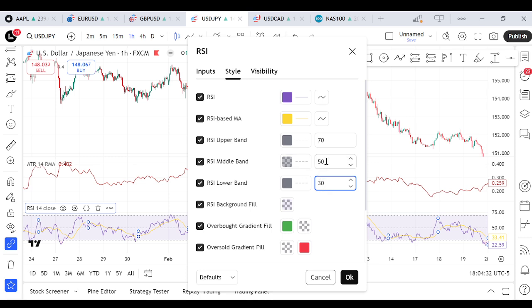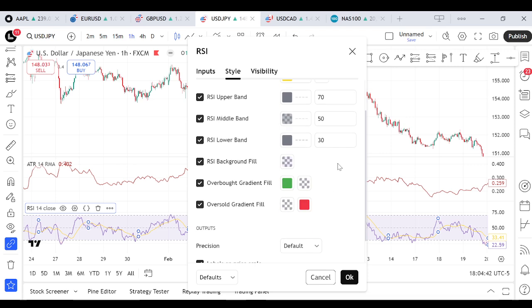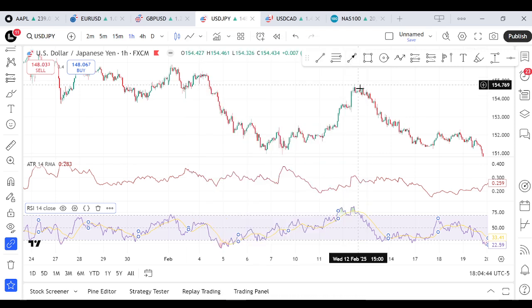If it rises above the 50 line, it could mean that price is moving from a bearish trend to an upward trend, or it could be a potential reversal. So that is that for the RSI indicator.